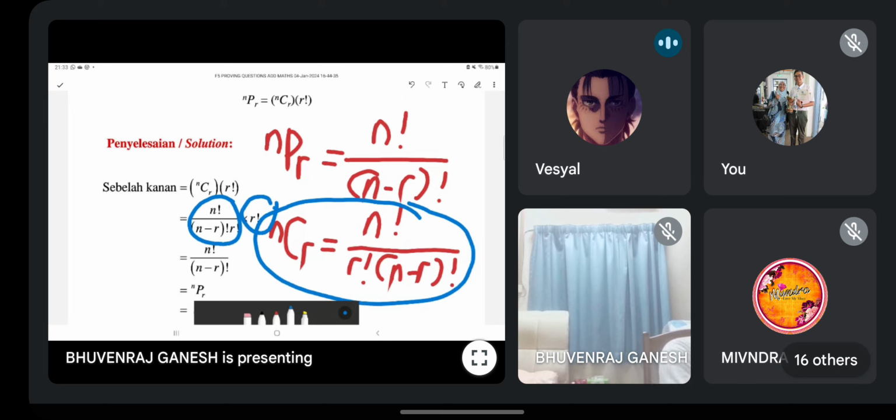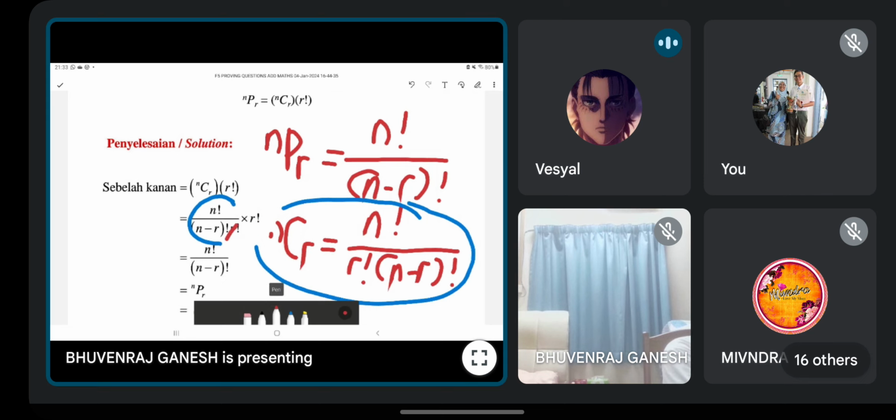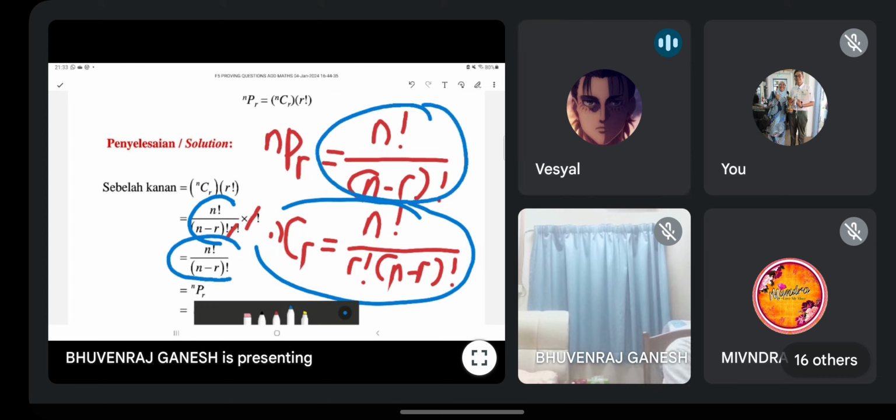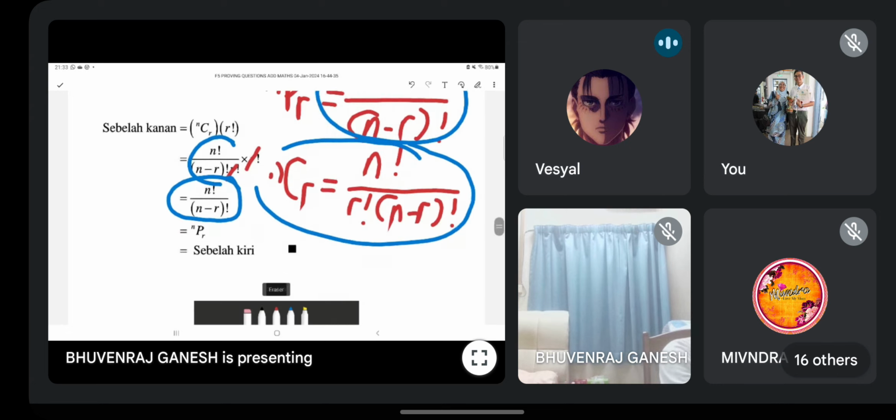So if you see, I think it's a bit blocking lah, Bowen. Nice. r factorial and r factorial, yeah. We will actually cut the r factorial, simplify lah, and we'll get n factorial over n minus r factorial. And if you see closely, it's actually the same as the permutation formula, and that's how we prove nPr lah. That's it. Yeah, very simple.